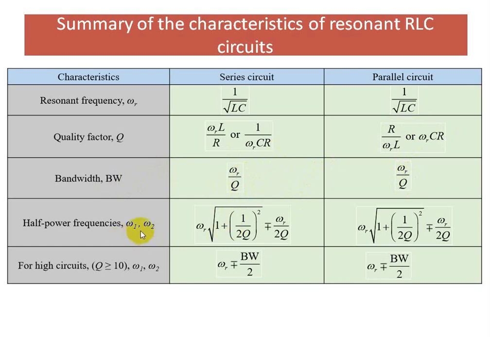Half power frequencies omega 1 and omega 2 are omega r into under the root of 1 plus (1 by 2Q) whole square, minus or plus omega r by 2Q. Minus sign for omega 1, plus sign for omega 2. This equation is the same for half power frequencies for the parallel circuit also. For circuits with high Q, that is Q greater than or equal to 10, omega 1 and omega 2 can be written as omega r minus or plus bandwidth divided by 2, and it is the same for the parallel circuit also.